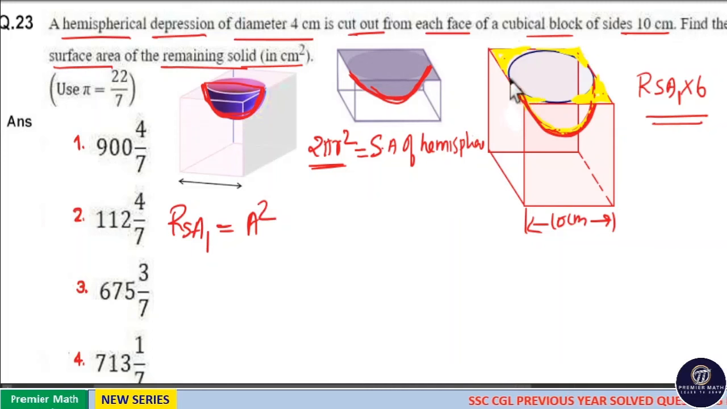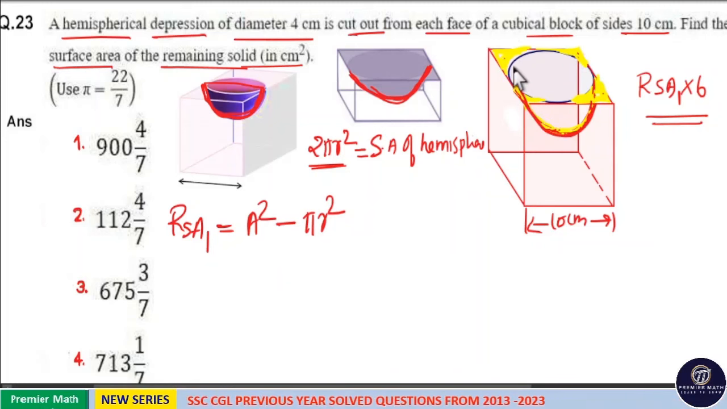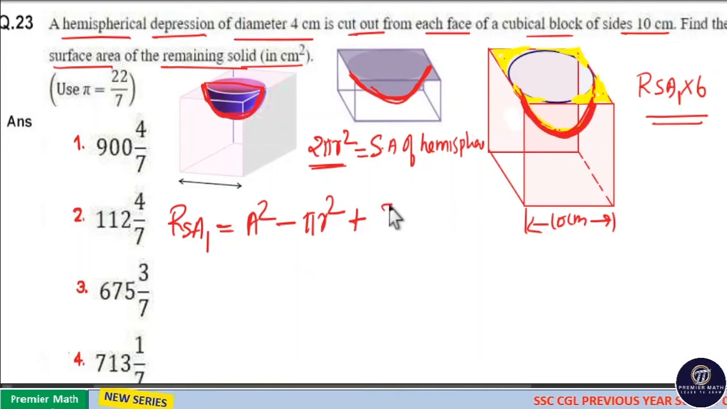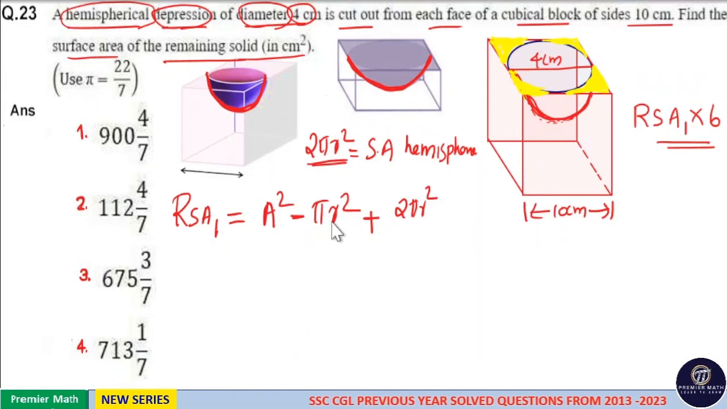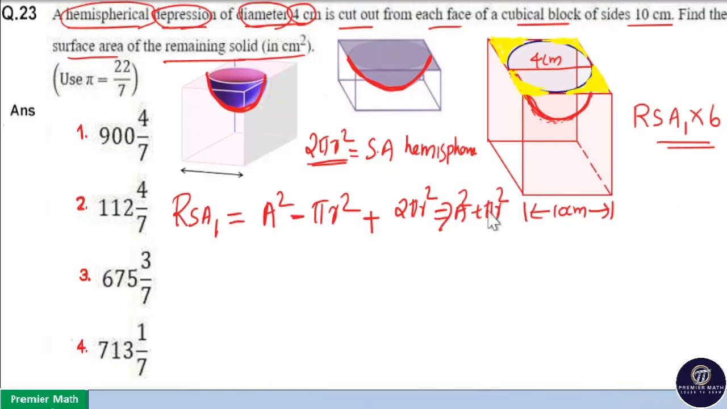But we have to find the area of these 4 corners. To find that, subtract the area of this circle. That is a square minus pi r square, which is the area of the 4 corners in the top face. Now, add the surface area of the hemisphere formed by the hemispherical depression, which is equal to 2 pi r square. Now, this is the surface area of the top face. 2 pi r square minus pi r square is pi r square. So, what is remaining is a square plus pi r square.